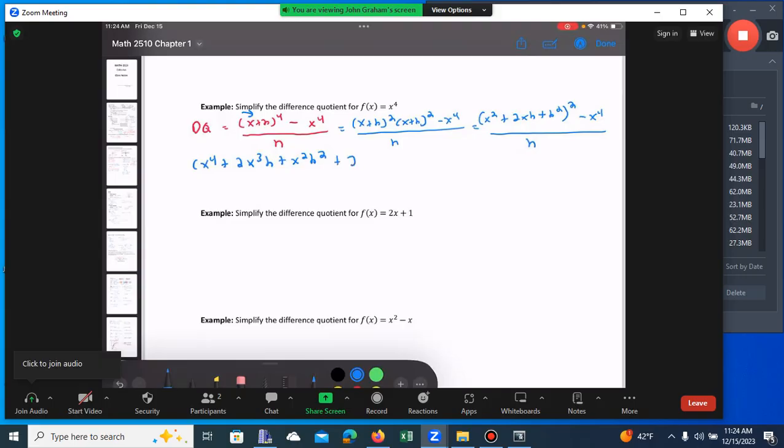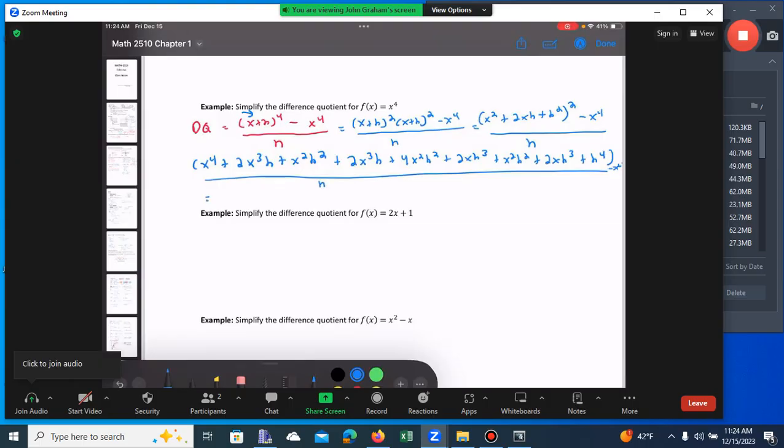You have 2x cubed h plus 4x squared h squared plus 2x h cubed. And then the h squared has to be multiplied by everything. So you have x squared h squared plus 2xh cubed plus h to the fourth. And all this minus x to the fourth on that page there. And everything is over h.